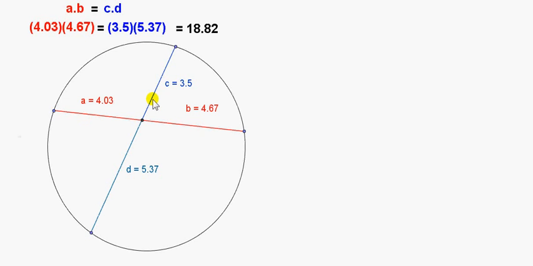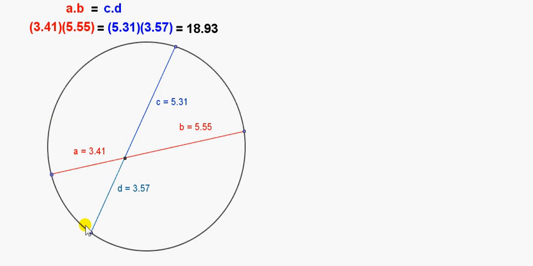Here we have two chords of a circle that intersect. The red chord has lengths A and B cut off by the blue chord. The blue chord has lengths D and C cut off by the red chord. If we multiply the length of A by the length of B, we will get the same value if we multiply C by D. So these two products are always the same, no matter where the chords are.